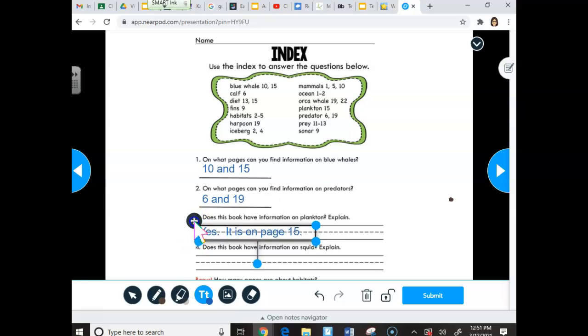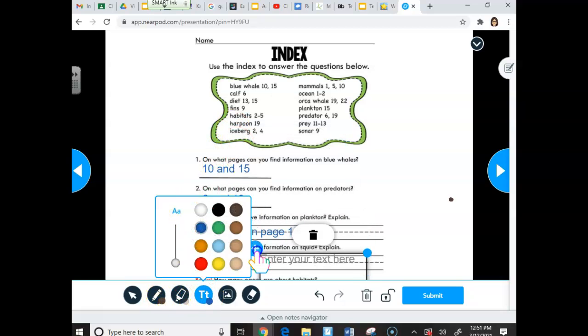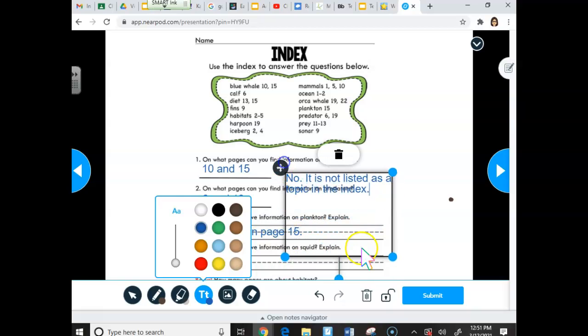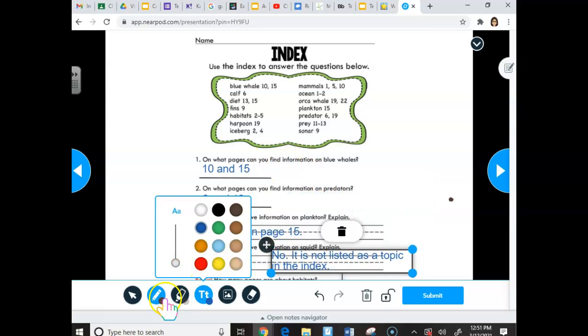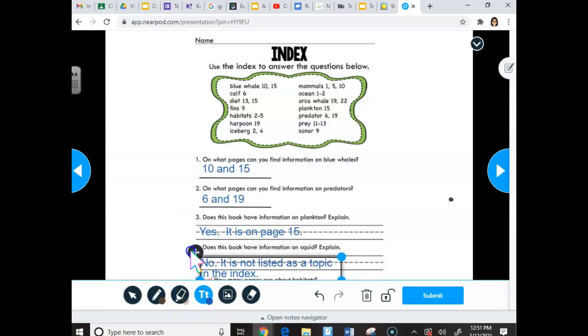And number 4, does this book have information on squid? Explain. Is there squid? No, we can't find it. So we can say, no, it is not listed as a topic in the index. So if it's not in the index, it was not a topic in the book. If it was discussed in the book, it would be in the index. So no, it was not there.